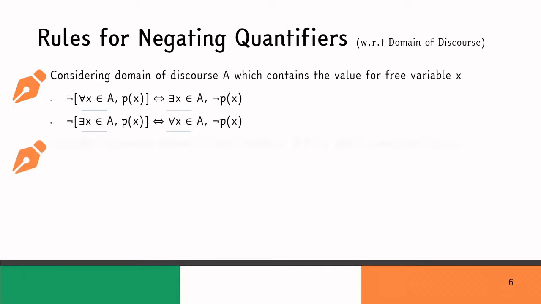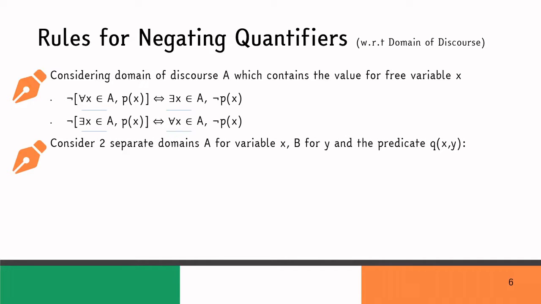For example, for two domains A and B, and the predicate Q of x, y, where the variable x belongs to the domain A and the variable y belongs to the domain B, we can say that the negation of the predicate for all x belonging to domain A, there exists a value of y in domain B such that Q of x, y. This is equal to there exists x in the domain A for all values of y in domain B such that the negation of Q of x, y.